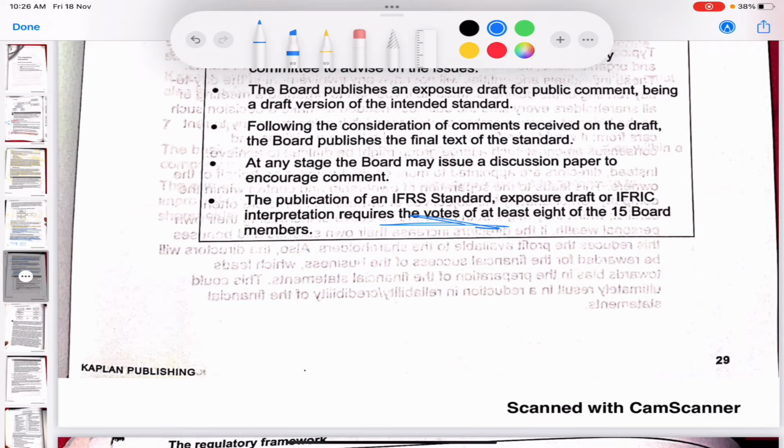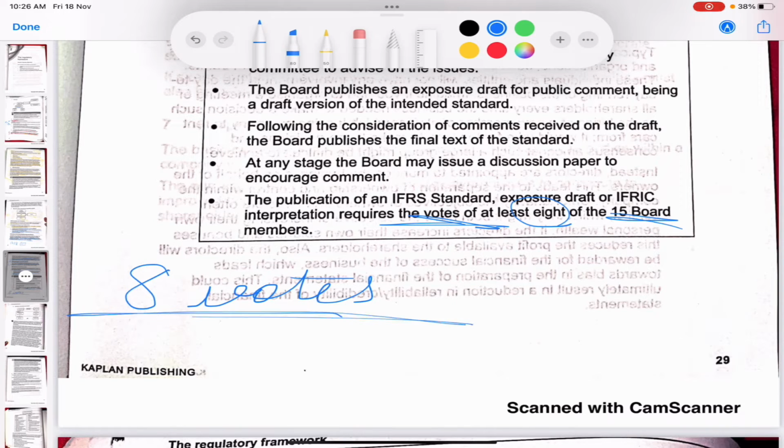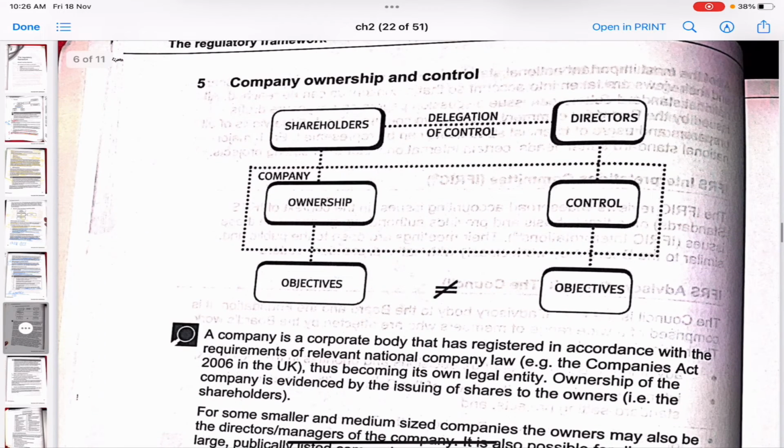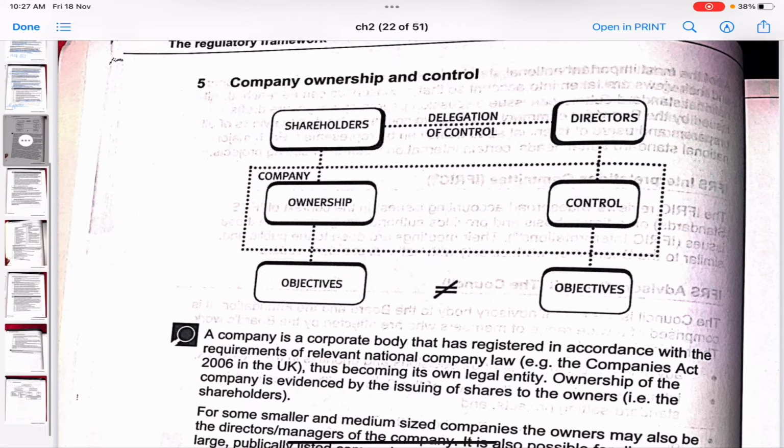So we need to keep in mind the number of votes which are required. We require at least 8 votes out of the 15. So when we get 8 votes out of the 15 members, only then can the publication of an IFRS take place. How many are they? 8 votes out of 15 members. See, these are the kind of questions that will come from this chapter, just the theory parts.